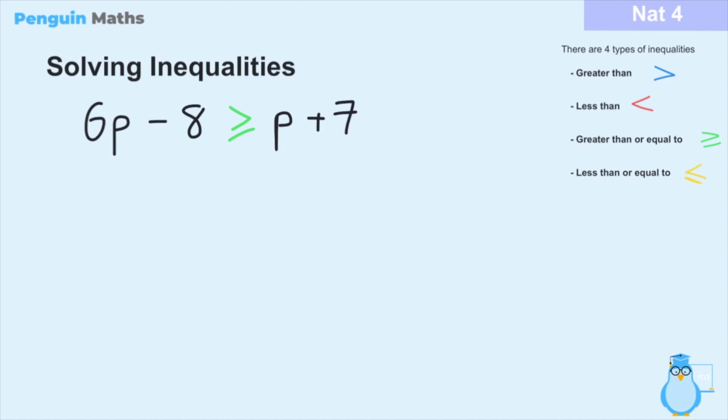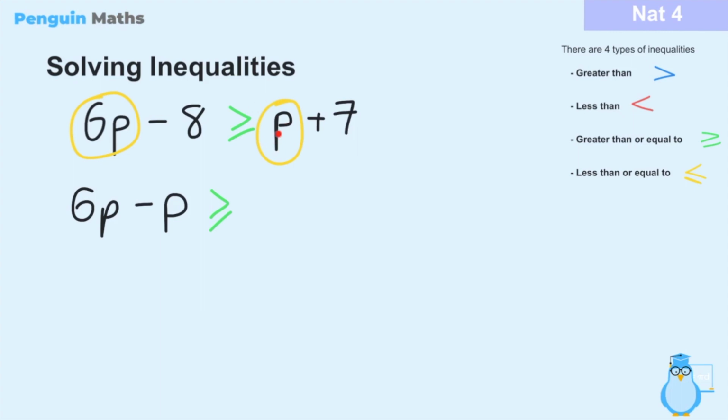So the goal is we want to have p on the left hand side by itself and say that it's less than or equal to something else on this side. So what I'm going to do is keep all of the p's to the left hand side, so the 6p is already there, but I'm going to bring this p over to the other side, and then I'm going to move this minus 8 over as well.